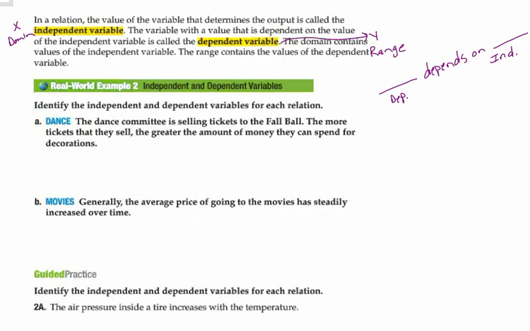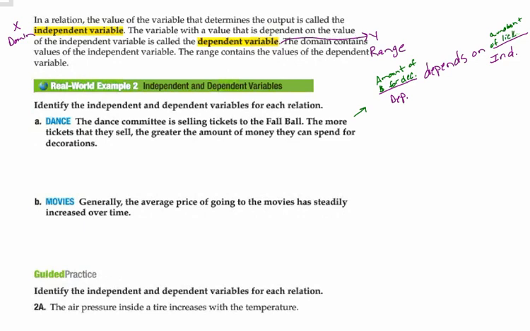It says that the dance committee is selling tickets to the fall ball. The more tickets that they sell, the greater the amount of money they can spend for decorations. So it looks like we have the amount of money that we can spend on decorations depends on how many tickets they sell. So I'm going to, again, kind of fill in the blanks over here. So the amount of money for decorations depends on amount of tickets they sell.